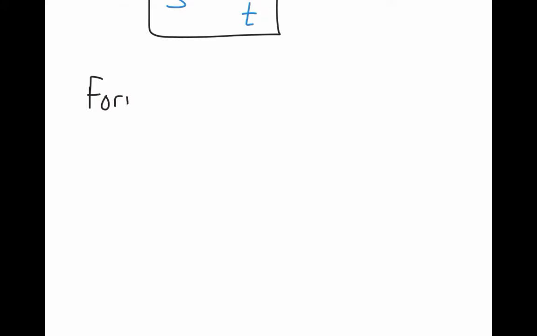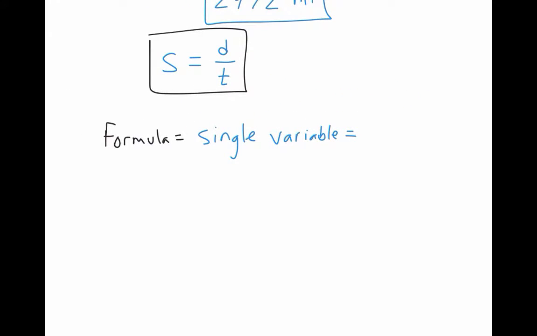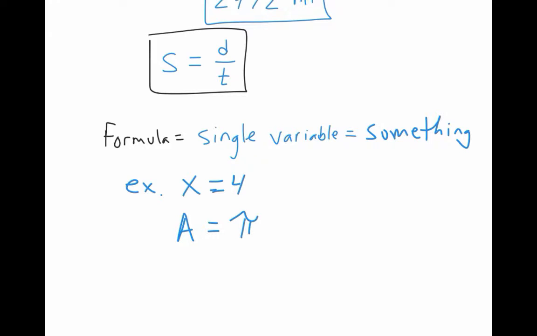Here's the definition of a formula. A formula is a single variable equals something. So single variable equals something. If you were to do some examples, you could have a plain old x equals 4. x is a single variable, it equals something. Anyone remember the equation for the area of a circle? A equals pi r squared. That's another example of a formula. It's a single variable equals something.